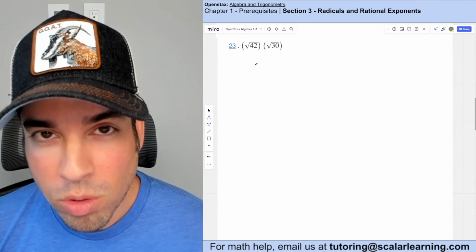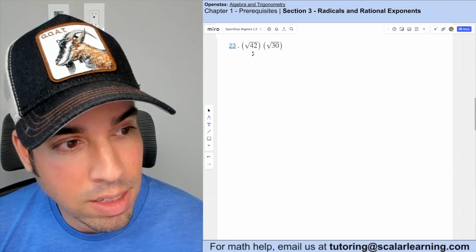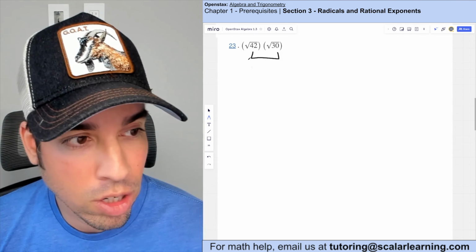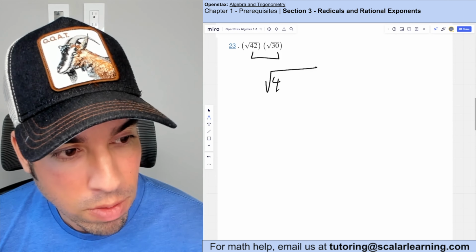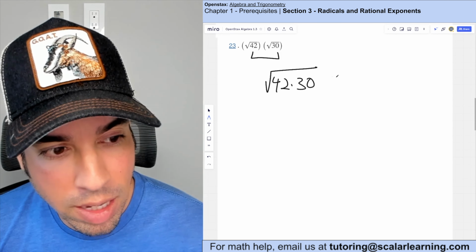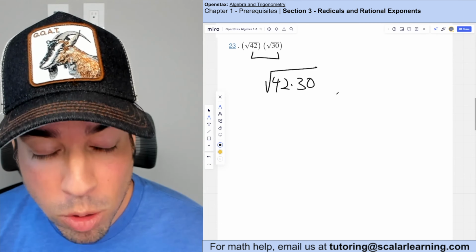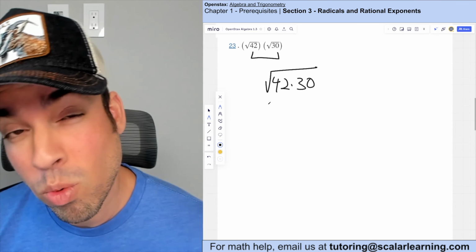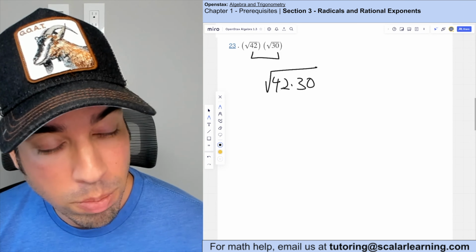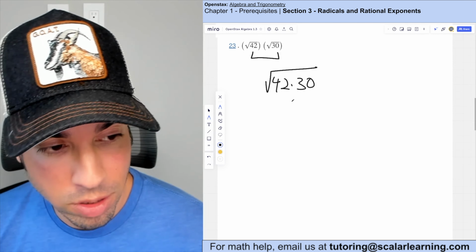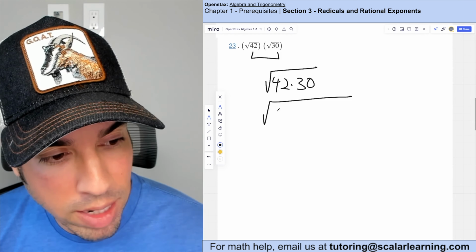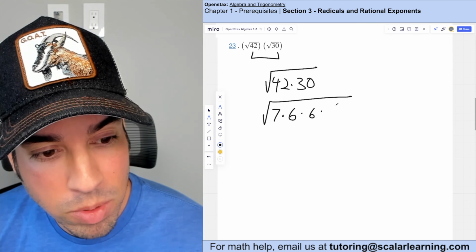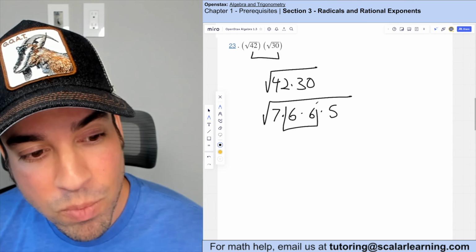When we have a radical times a radical, the cool thing is the insides can actually multiply against each other. So square root of 42 times square root of 30 equals square root of 42 times 30, like so. Now to simplify this, I could multiply these together and get a giant number. Or instead, what I can do is I can start to break these up into factors. So for example, I can take 42 and know that it's 7 times 6. I can also look at 30 and know that it's 6 times 5. Now look at that. Again, we have twins.